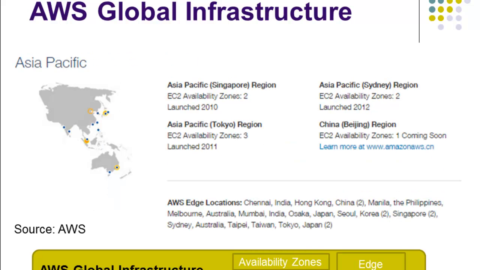For Asia Pacific, we have 4 regions. Asia Pacific Singapore region with 2 availability zones. Asia Pacific Tokyo region with 3 availability zones. Then we have Sydney region with 2 availability zones. And in China, we have Beijing region with 1 availability zone. And as you can see, the edge locations are spread all over Asia Pacific, from India to Australia to Japan. They are all over the place.